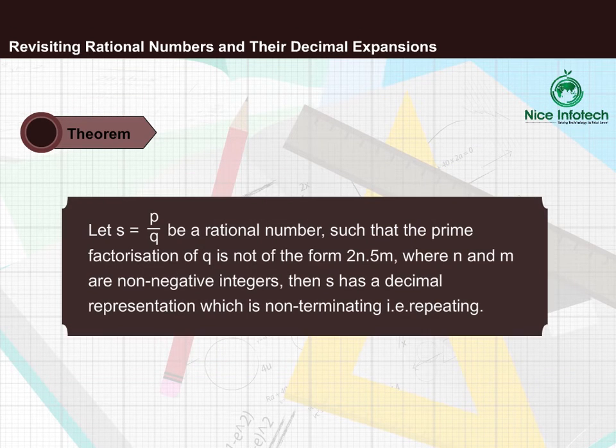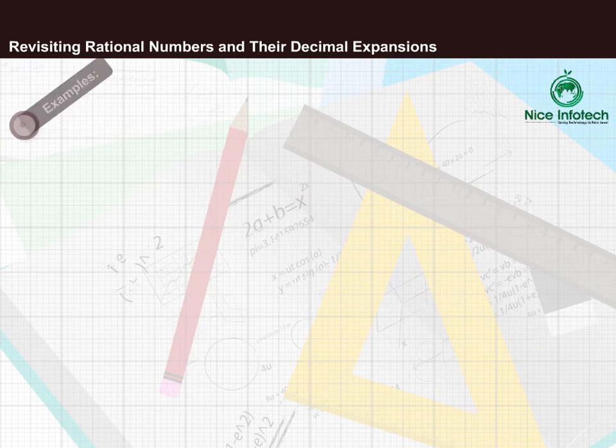Theorem: consider S equal to P over Q be a rational number such that the prime factorization of Q is not of the form 2 raised to the power n times 5 raised to the power m, where n and m are non-negative integers. Then S has a decimal representation which is non-terminating, that is, repeating.